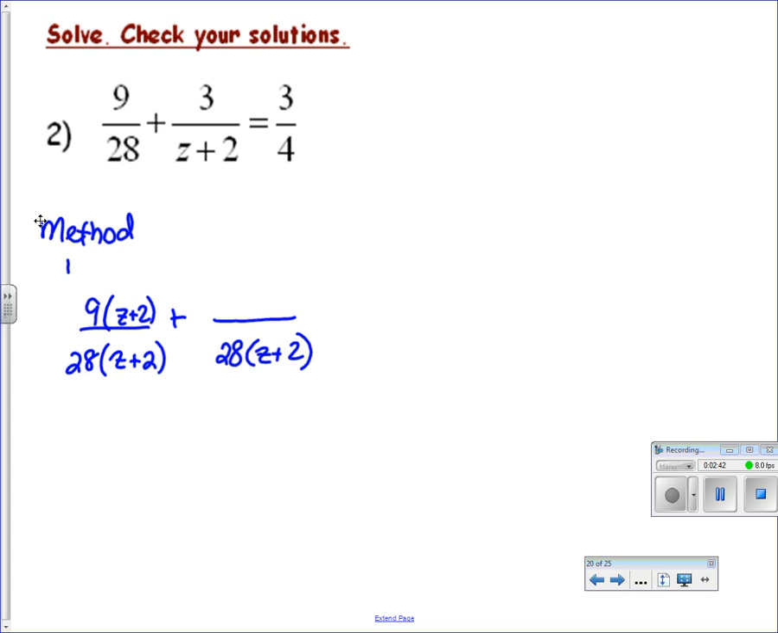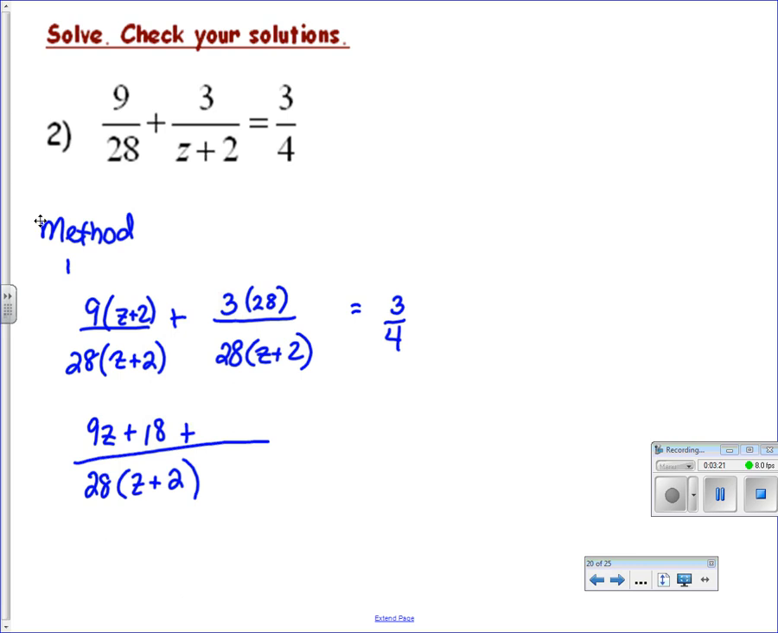For the second one, we have the z plus 2 and a 3. We multiplied the bottom by 28, so we need to multiply the numerator by 28. For right now, we're going to leave the 3/4 alone. Next, we distribute, so we have 9z plus 18, and since this is plus, I can just do 3 times 28, which gives me 84.